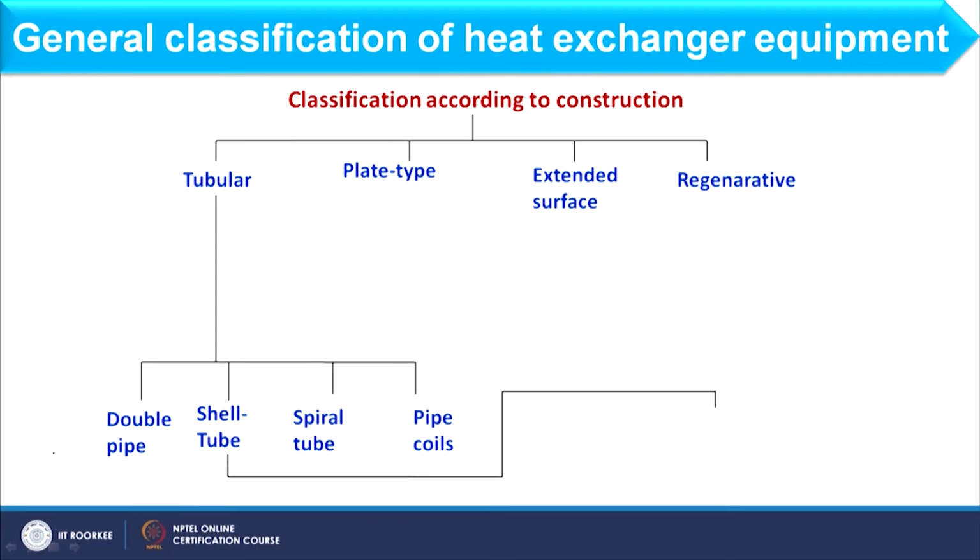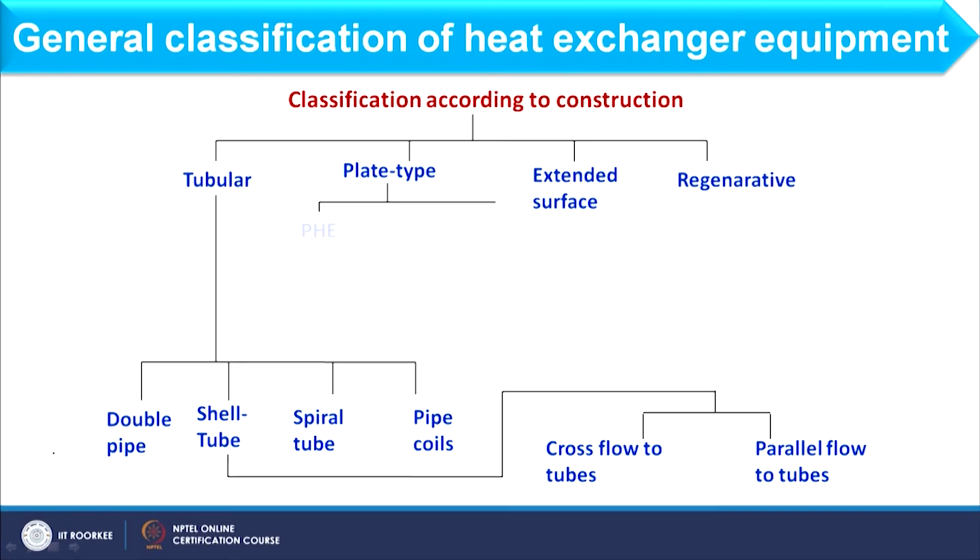Further, let us elaborate on shell and tube heat exchanger. These are basically cross flow to tubes and parallel flow to tubes, so that will depend on the flow type. Okay, so that is the classification of shell and tube heat exchanger. Now we will further classify plate type heat exchanger. Plate type heat exchanger is PHE, that is plate heat exchanger, and printed circuit.